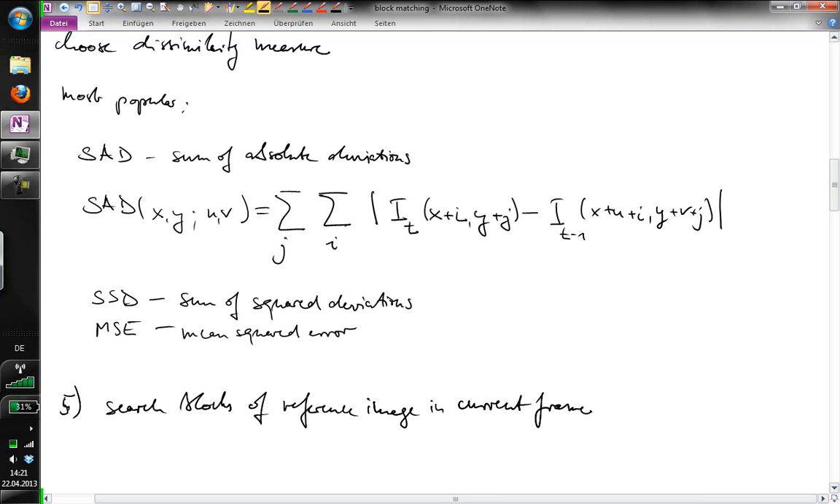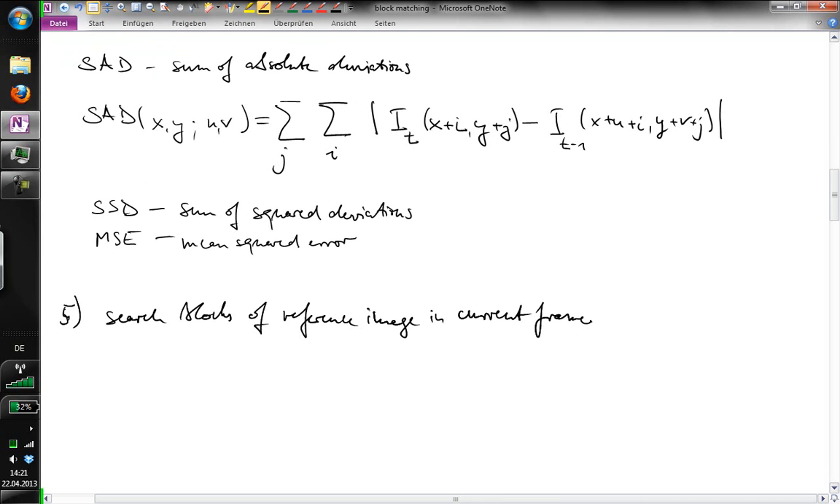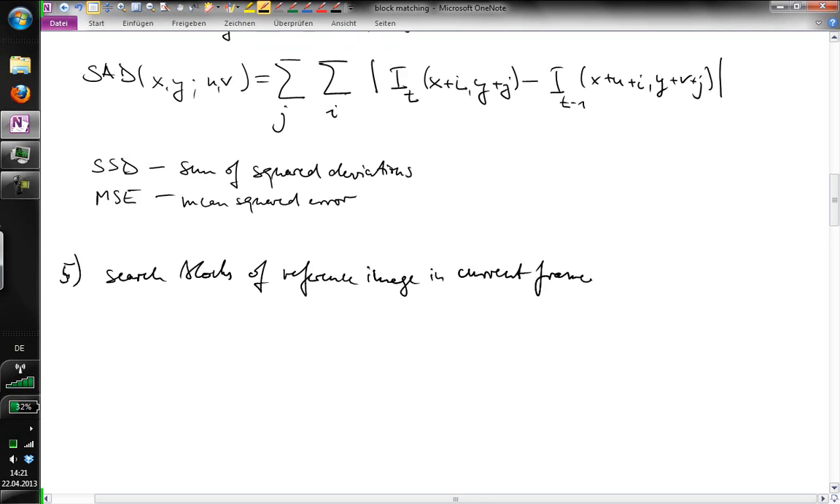In the current frame. If we do this naively, so if we try and match each block from my reference image to every possible location in the current frame, this is going to be too slow. So we need to think of speedups here. And I would like to have your suggestions for this.